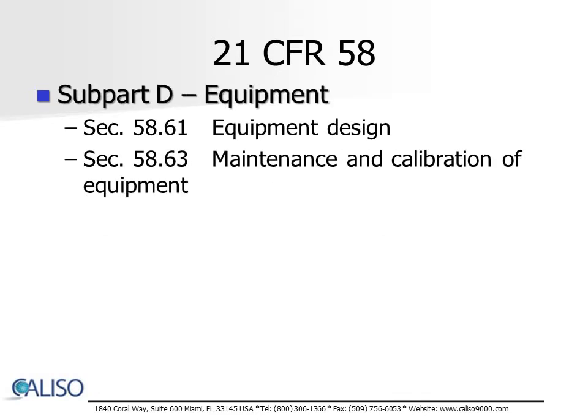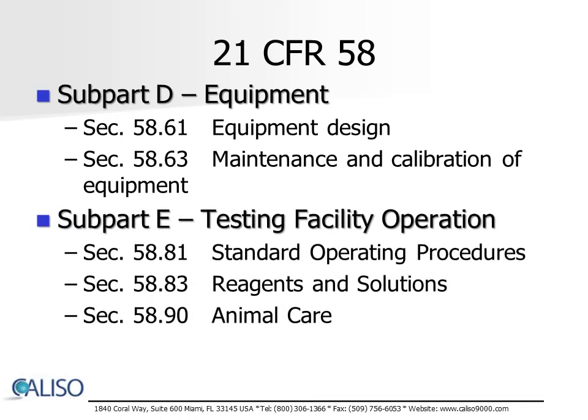Subpart D, Equipment. This section details the appropriate design and maintenance of machinery used in conducting studies and include equipment design, maintenance and calibration of equipment. Subpart E, Testing Facility Operation. Standard operating procedures are written procedures that need to be in place for the facility, and the following requirements must also be included: reagents and solutions, and animal care.